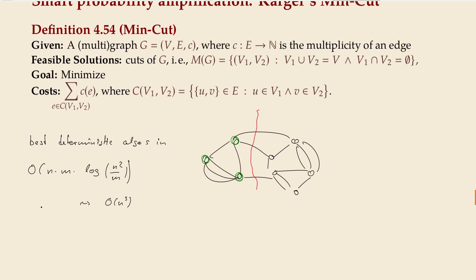Sorry, that was nonsense. In the worst case, if the graph is dense, then m can be n squared. Then these two are cubic, and this is just there should be some +1, I guess.